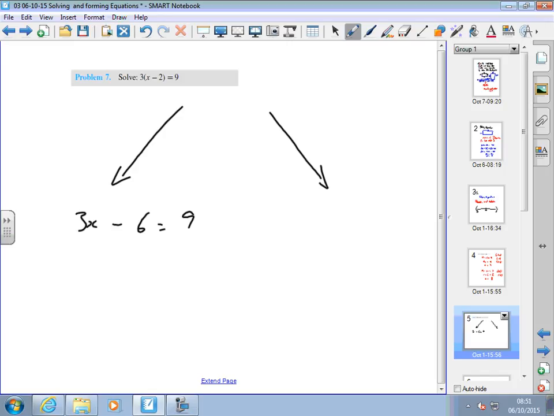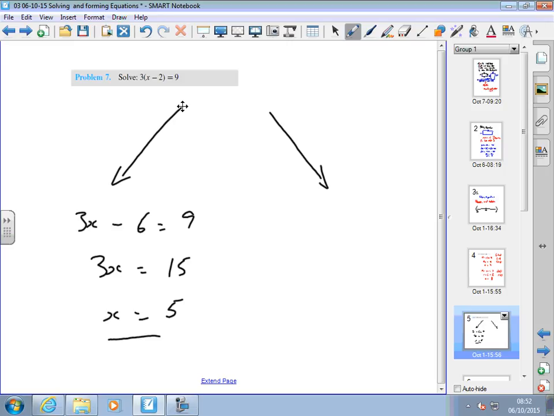What would we do now with this one? Add the 6 to both sides. Add the 6 to both sides, yeah, is the way to think of it. Okay, add 6 to both sides. 3x equals 9 plus 6 is 15. Divide both sides by 3, x equals 5. Yeah.